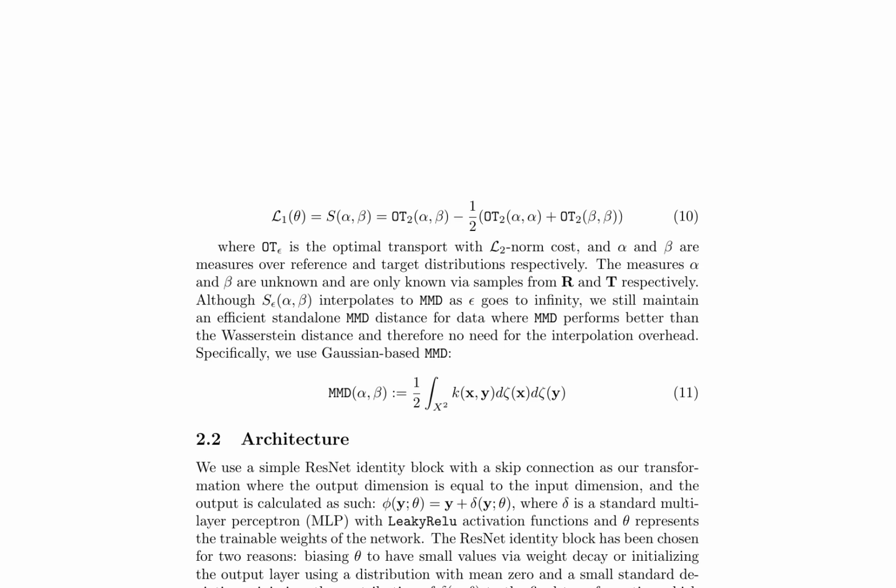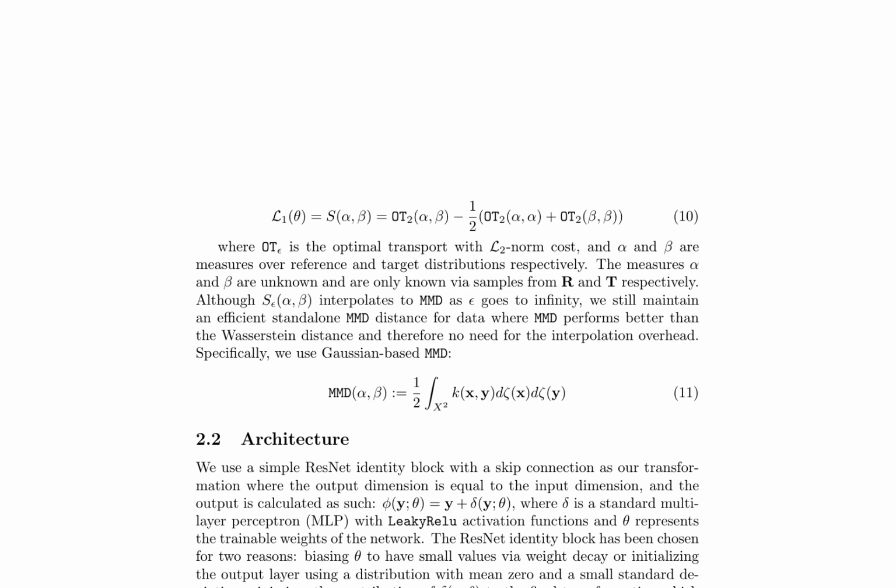Here is a combined summary of the two pages. The authors propose a novel approach to preserving the kNN-Graph of data points under a transformation. They introduce a new distance metric, L1 theta, which is equivalent to the optimal transport distance between two measures, alpha and beta, over a reference and target distribution, respectively. This metric interpolates to the maximum mean discrepancy, MMD, as the cost function goes to infinity. However, the authors still maintain an efficient standalone MMD distance for data where MMD performs better than the Wasserstein distance.